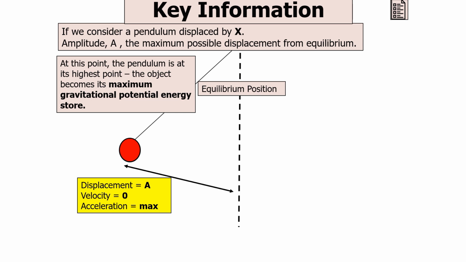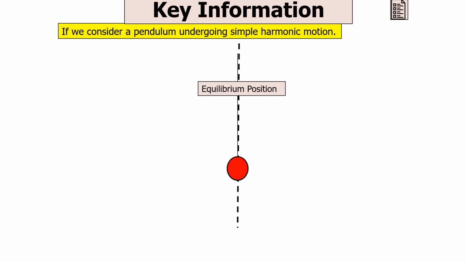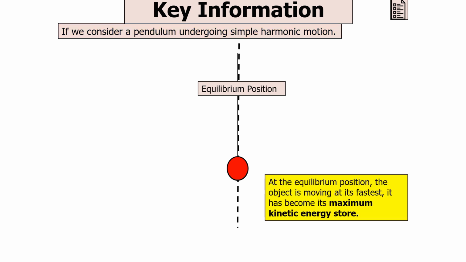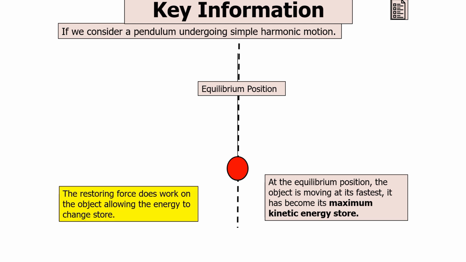Now if we continue to consider this pendulum undergoing simple harmonic motion, at the equilibrium position the object is moving at its fastest, so it has a maximum kinetic energy store. So we know here that the displacement is 0, the velocity is a maximum, and the acceleration is 0. Now note, the restoring force does work on the object, allowing the energy to change store.